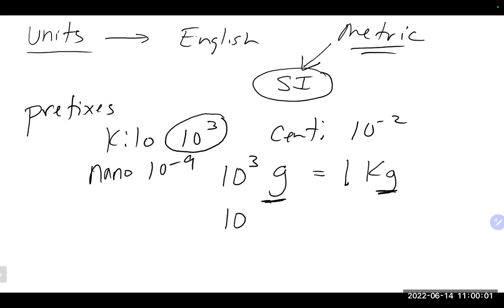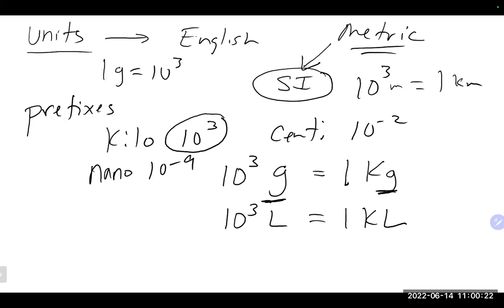There would be 10 to the 3 liters in 1 kiloliter, right? There would be 10 to the 3 meters in 1 kilometer. Doesn't matter what the base unit is. The prefix stays the same. The conversion stays the same. But it is a super common mistake that people do. 1 gram is 10 to the 3 kilograms. They do that backwards. So you don't want to do it that way.